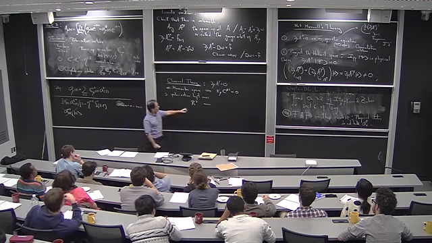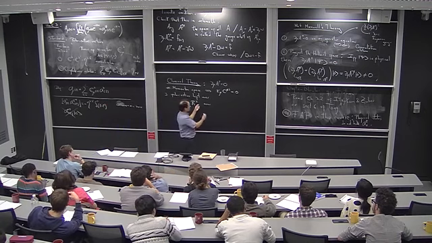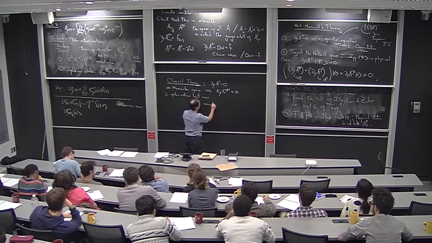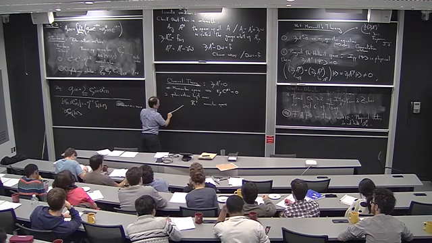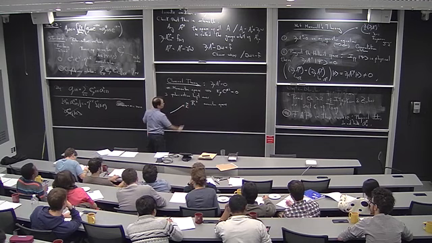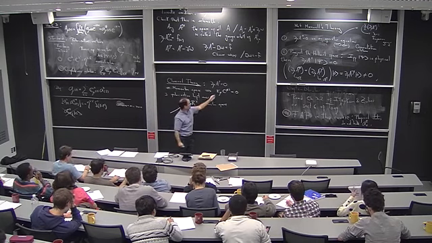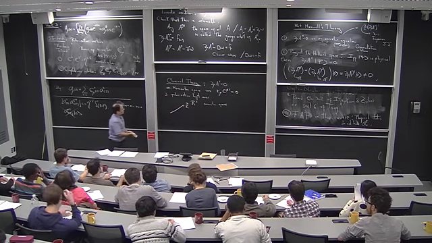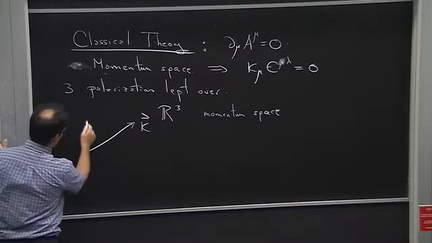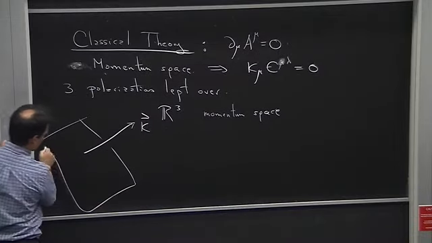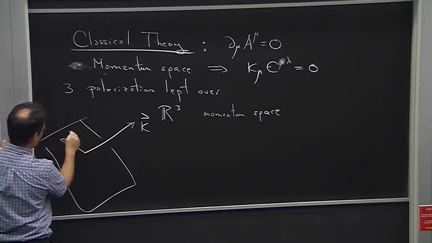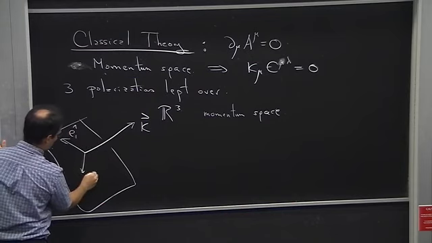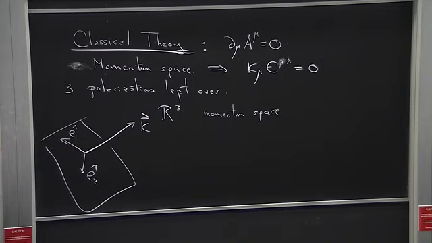So let's actually see how this happens. In momentum space, you can draw the 3 components of your momentum k, and you can draw the space transverse to it. And let's say that you have some vector E1 transverse to it and some vector E2 transverse to it.